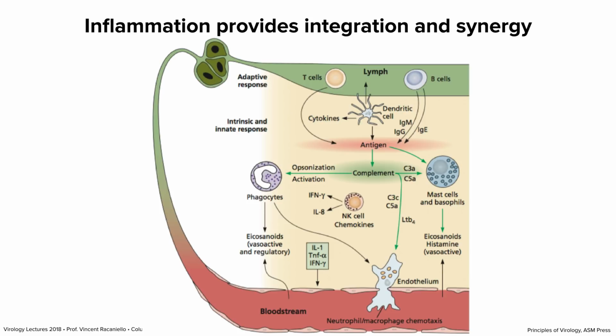So we have here a lymph node and a lymph vessel at the top. We have a blood vessel at the bottom, and somewhere in this tissue there's an infection going on, so we have antigen produced. Dendritic cells will sample that, bring it to the lymph nodes, and that will result in T and B cells coming out into the infected area.